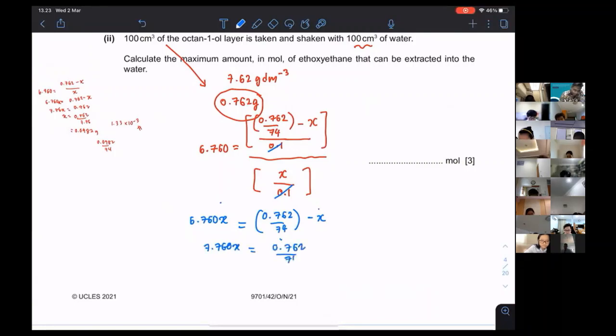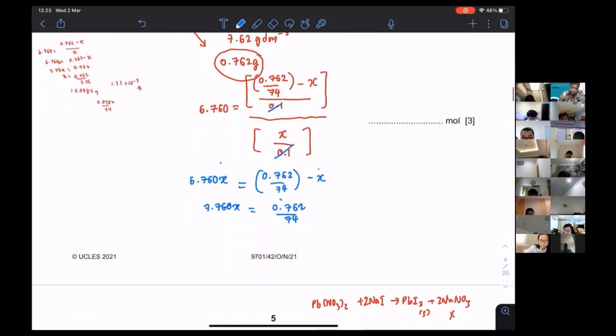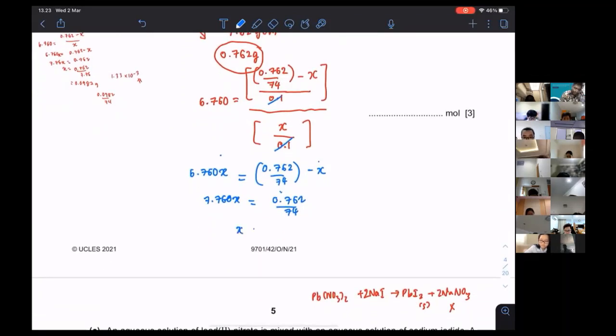0.762 divided by 74, still in moles. X is going to be 0.762 divided by 74, you divide with 7.760. I got 1.33 times 10 to the power of -3. Yeah, I get the same as well.